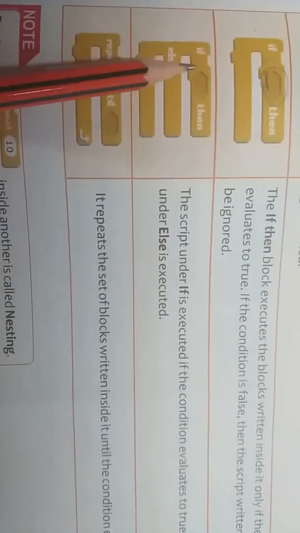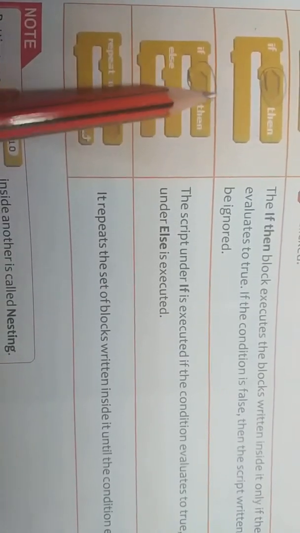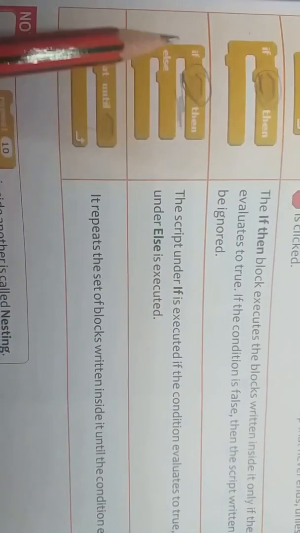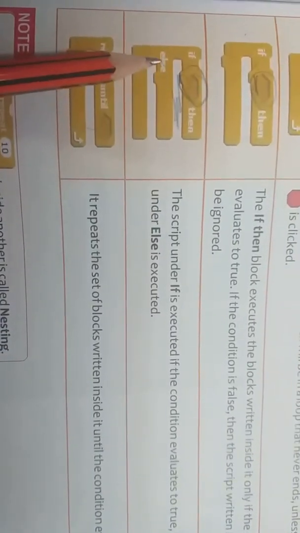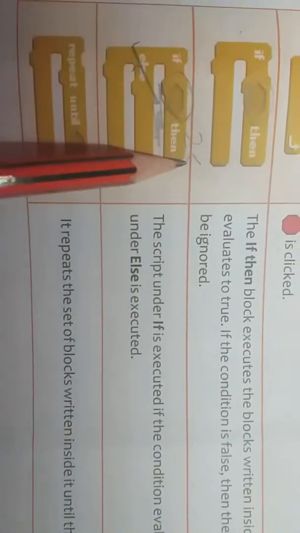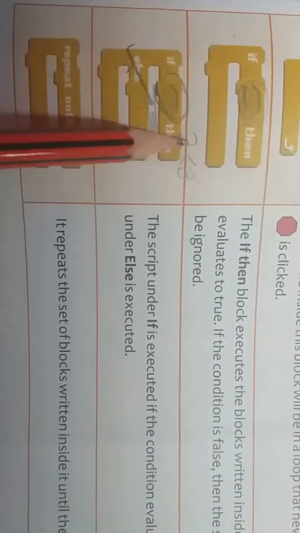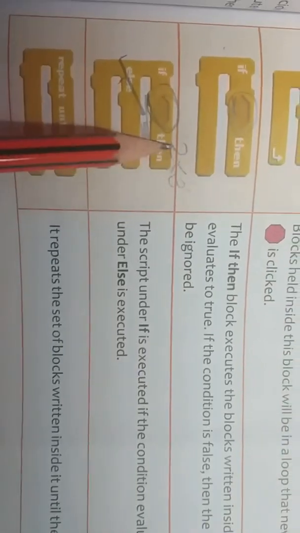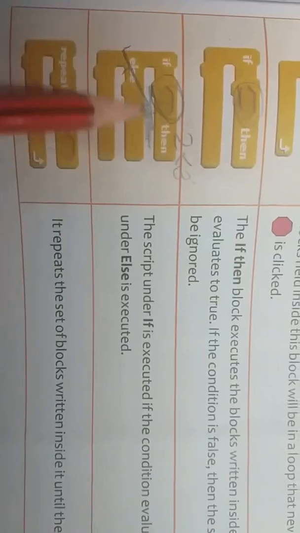Next one we have if else. If the condition is true, then this block will be executed, this one block will run. If the condition is false, then the else block will run. Yes, if we write here 2 less than 3, if we give this one condition, 2 is less than 3, yes, the condition is true, 2 is less than 3, so this one block will run.